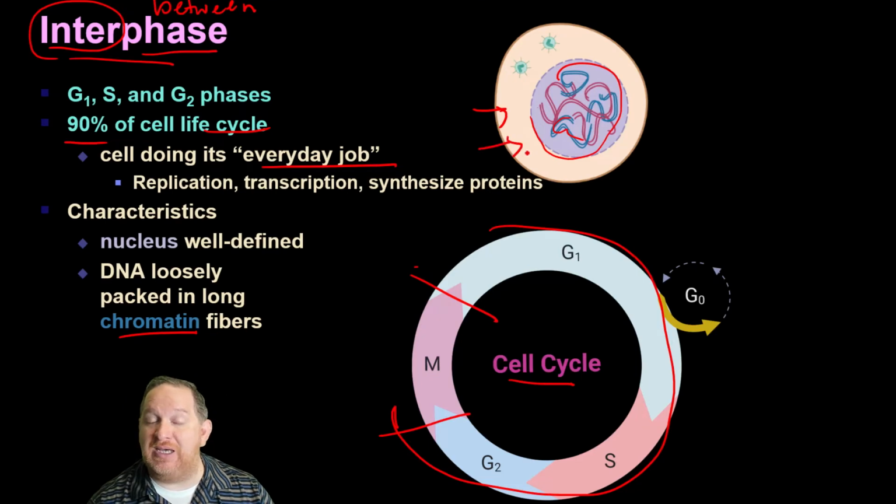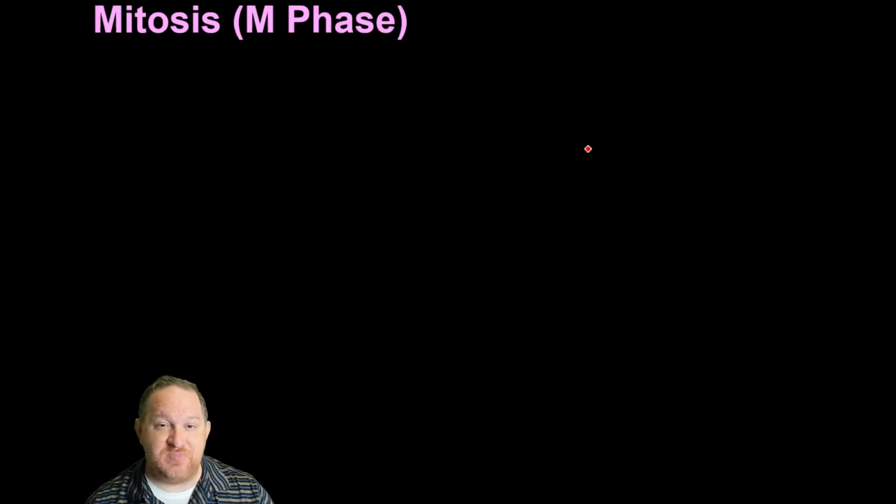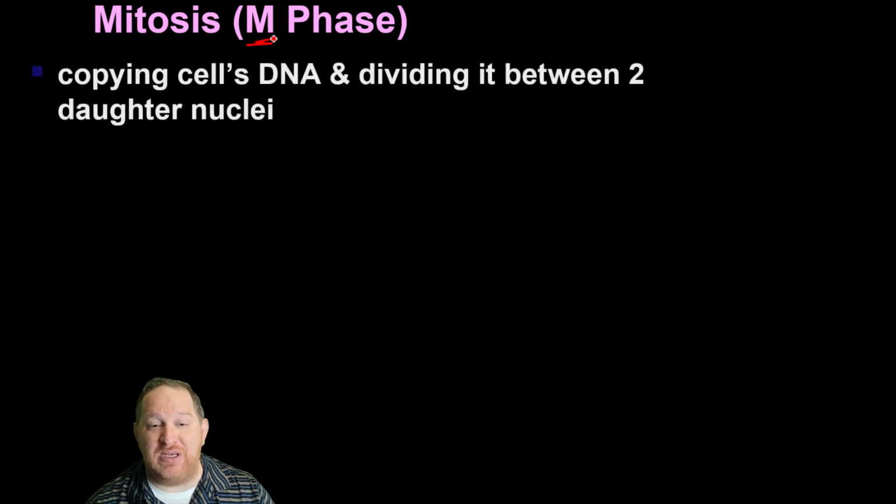If you're looking at a microscope slide of interphase, if you see a nucleus and you don't see specific chromosomes, then we're probably in interphase. Most of the time, our cells are in interphase. Well, then mitosis. This is also called M phase. What's happening here?